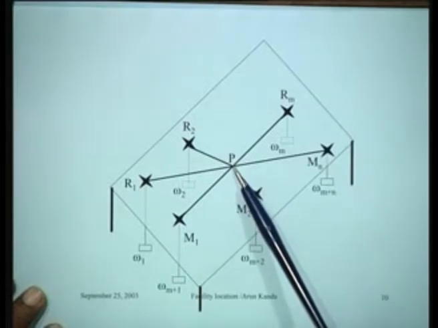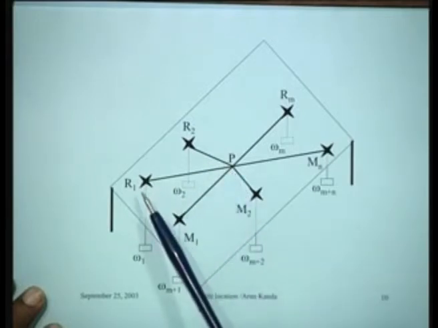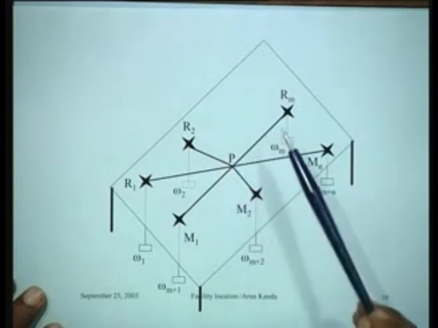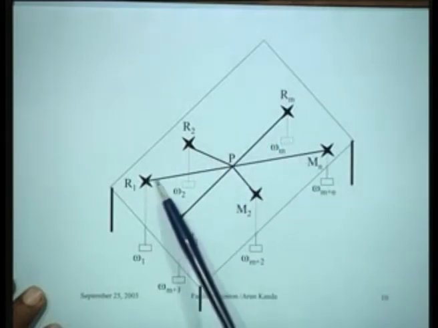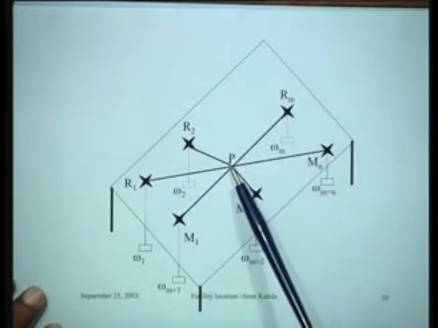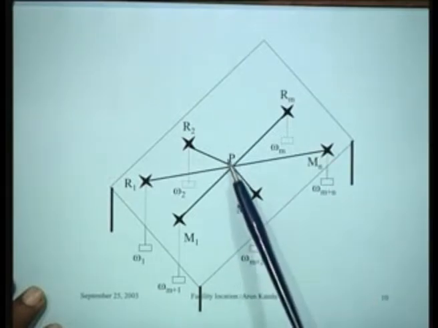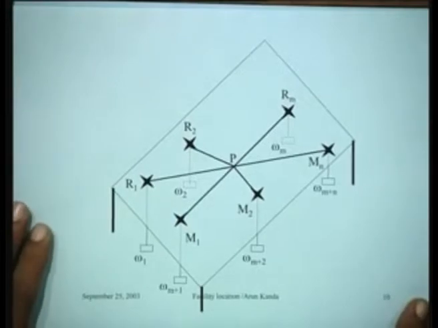If you set up the plant here, raw materials are going to flow like this. The assumption is that the flow of raw materials to the plant and all these are Euclidean or straight line. So we assume that raw materials flow like this, and from this point all the product flows in straight lines to the market. So under this set of assumptions, this is actually the optimum point for the location of the manufacturing plant.